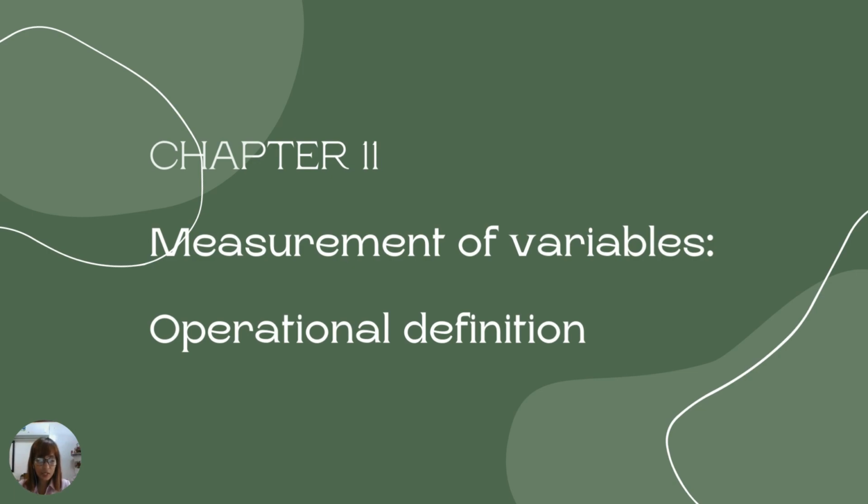Chapter 11, Measurement of Variables, Operational Definition. Now, if we are to conduct a research and we are evaluating the influence of variables on each other, we need to measure these variables. Unless we properly measure the variables, we cannot have proper results, valid and reliable.